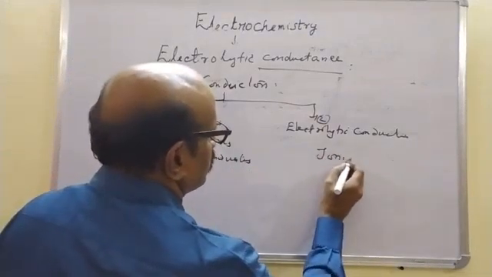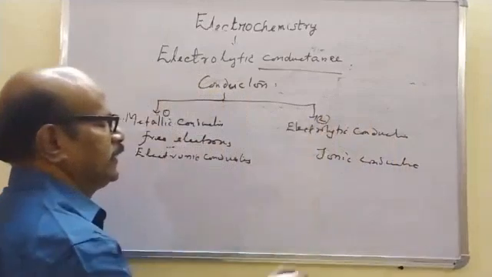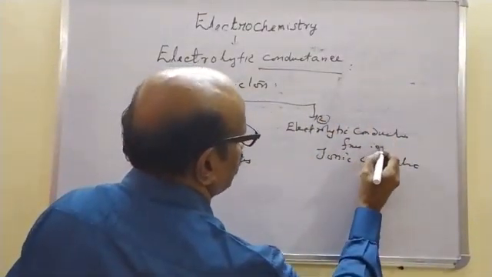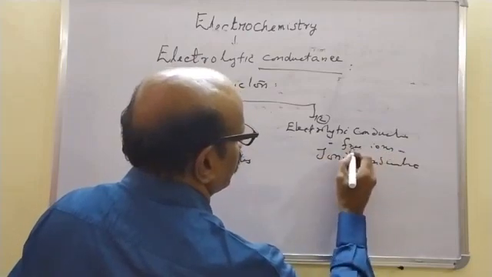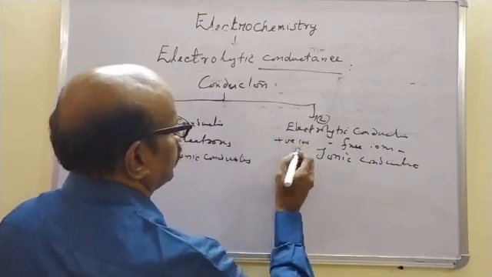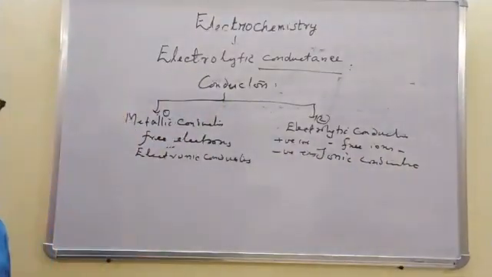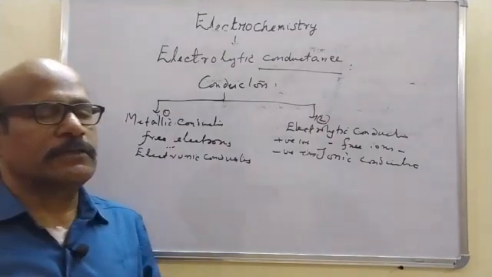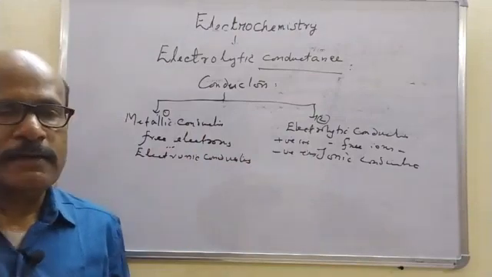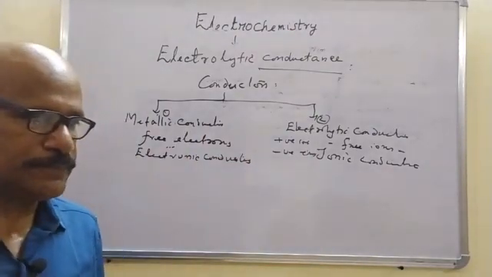Since ions act as the carriers of electricity, they are called ionic conductors, because the free ions are the carriers. Free ions mean positive ions and negative ions. The positive ions, cations, and negative ions, anions, are the carriers of electricity, hence they are called ionic conductors. So electrolytic conductors are ionic conductors, while metallic conductors are electronic conductors.